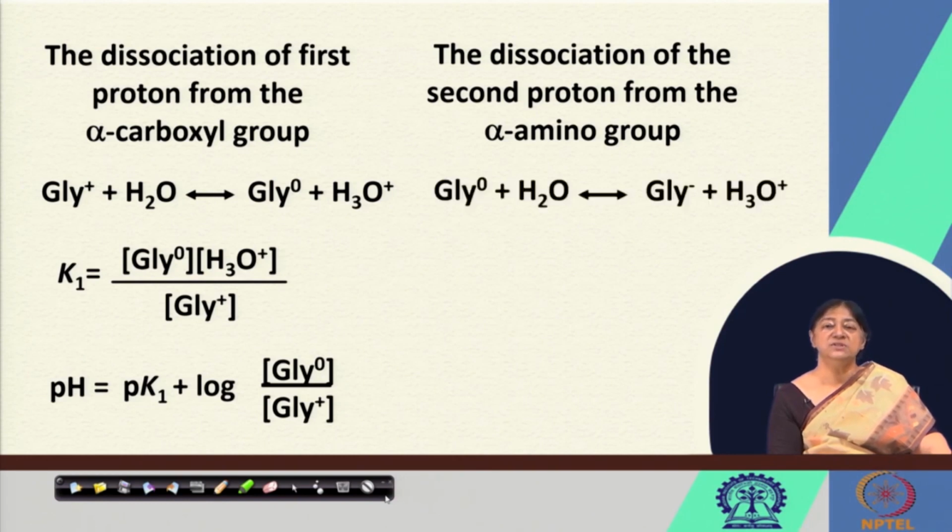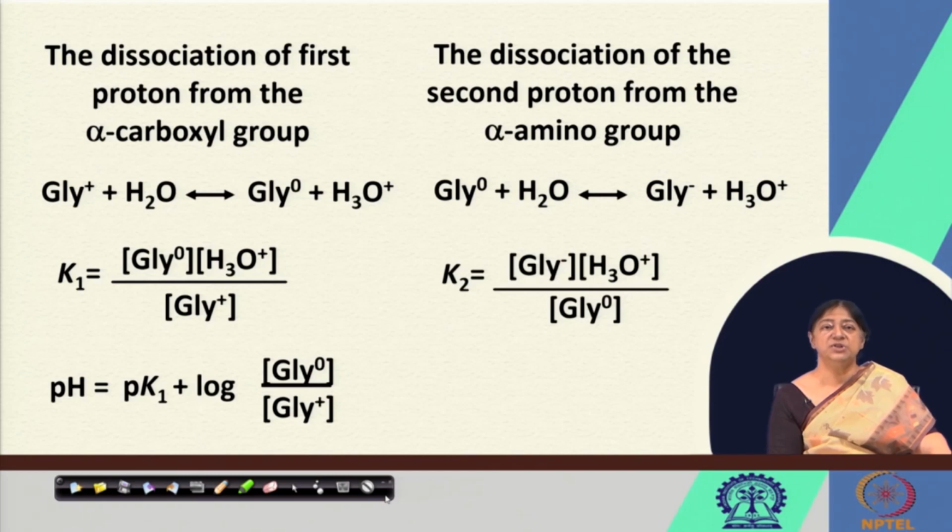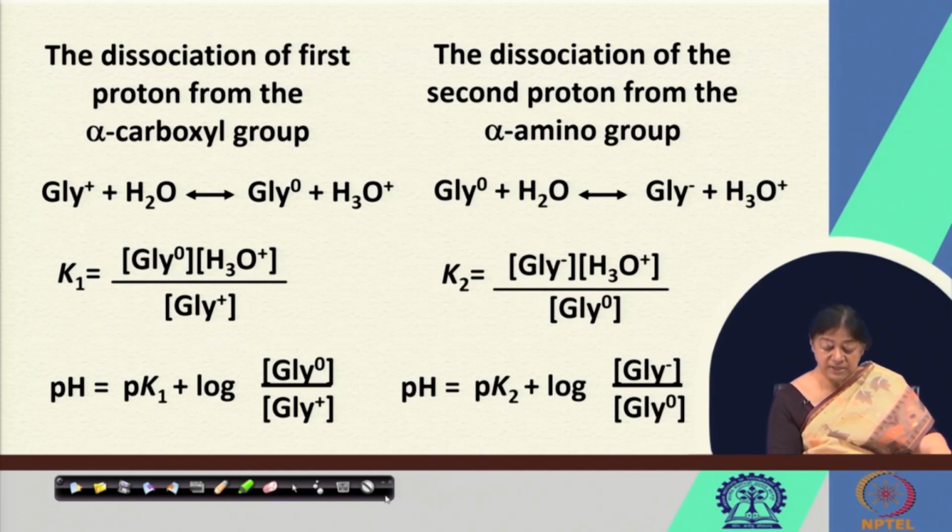Similarly, if we lose the second proton from the amino group this time, NH3+ going to NH2, we will have a similar expression relating to K2, and we will get a pH value for this also, giving pK2 plus a log of glycine minus by glycine 0.